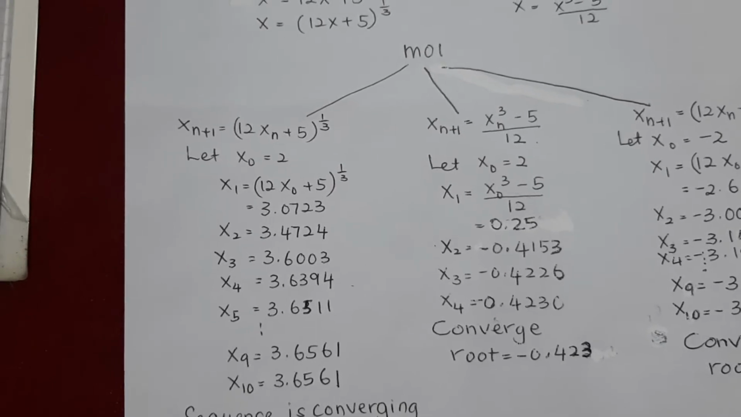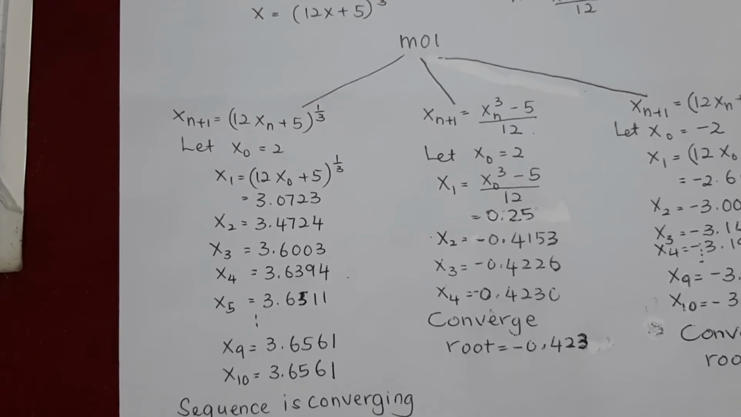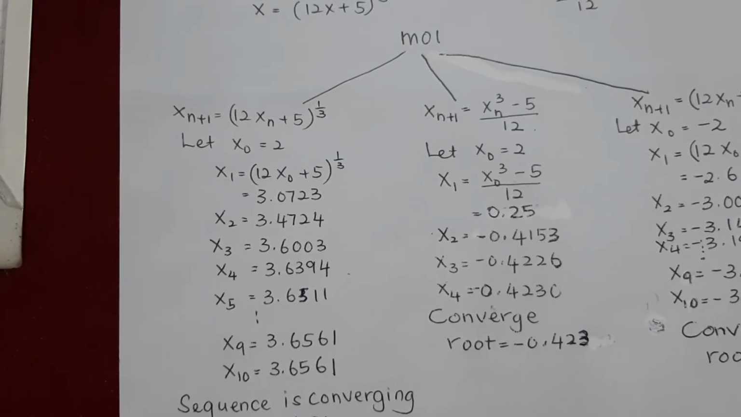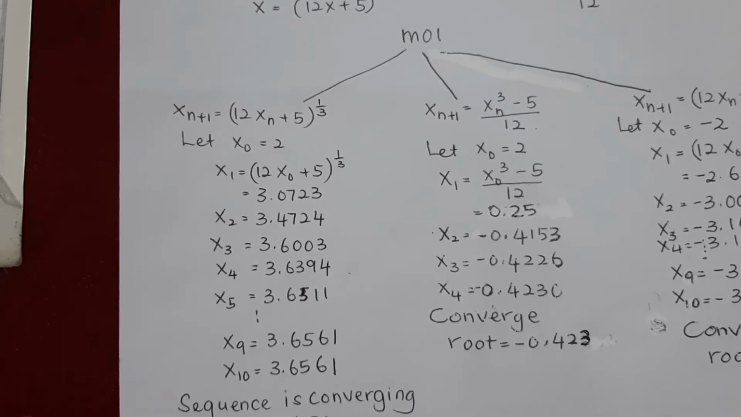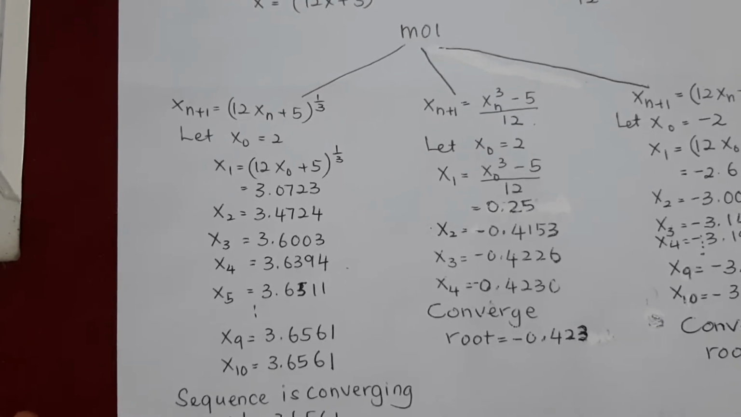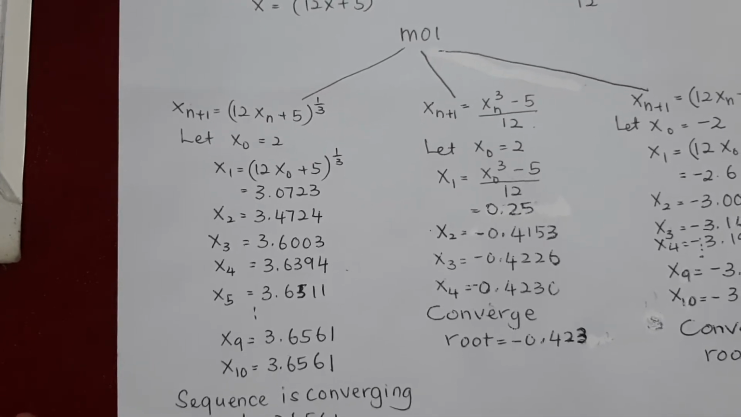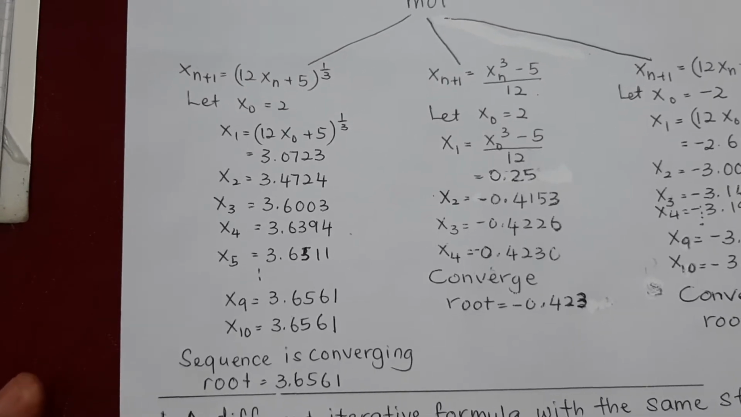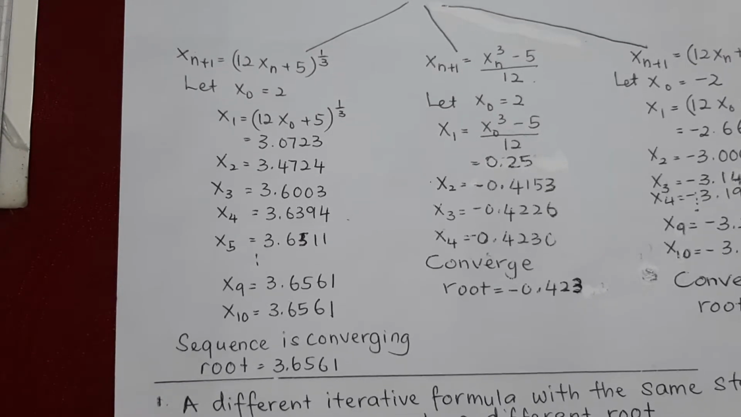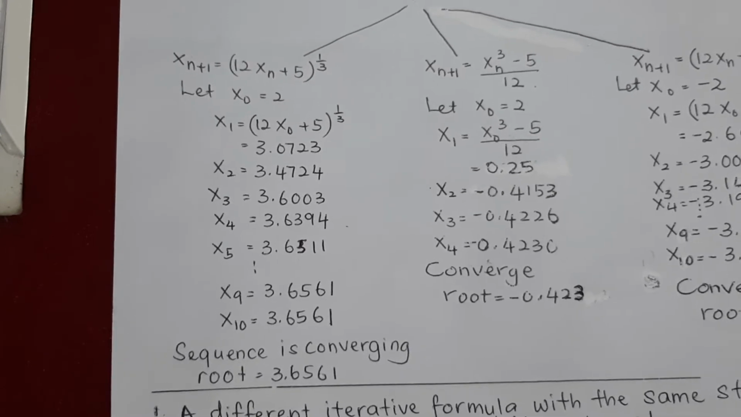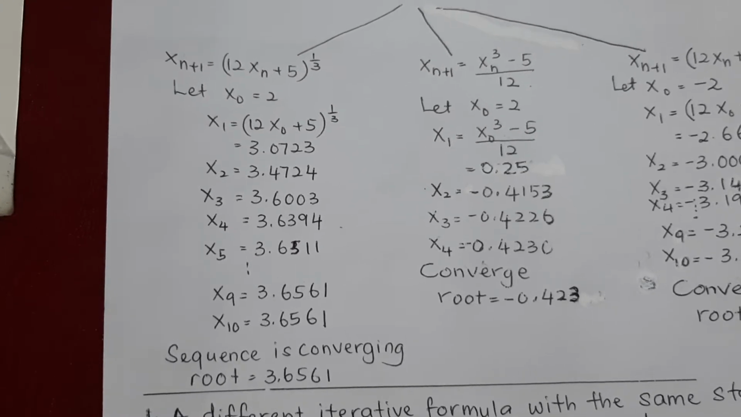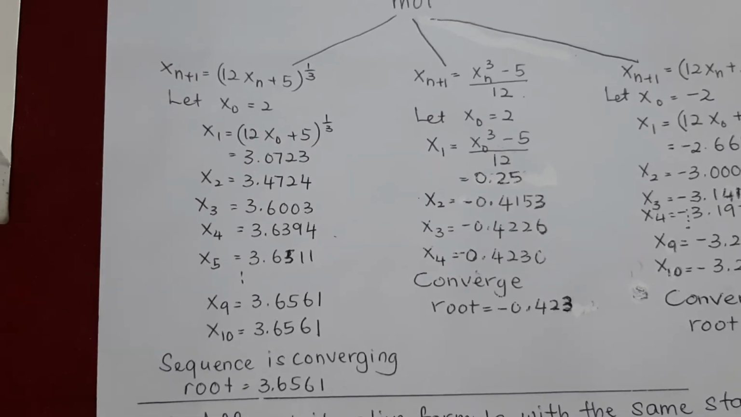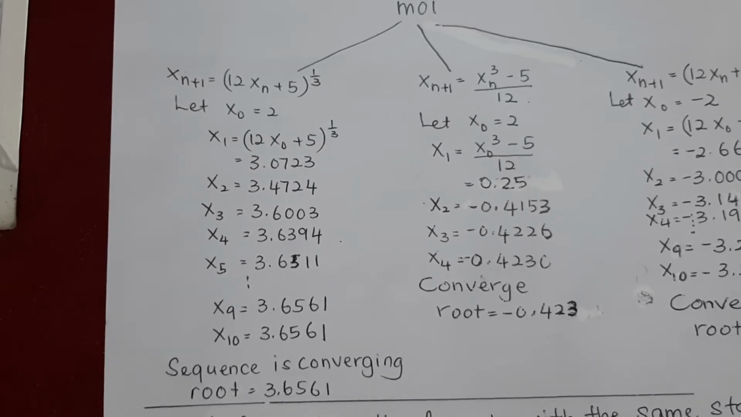To get x2, if you see here, x2 is 3.4724. Same thing you do for x3, x4. The numbers are still changing, so you have to keep on iterating, until you get to the 9th and 10th iteration. See the iteration start changing less, especially up to the accuracy that you want.